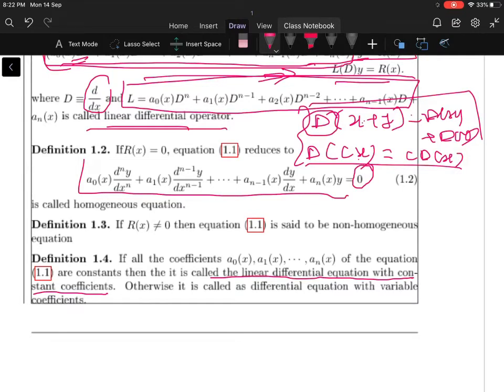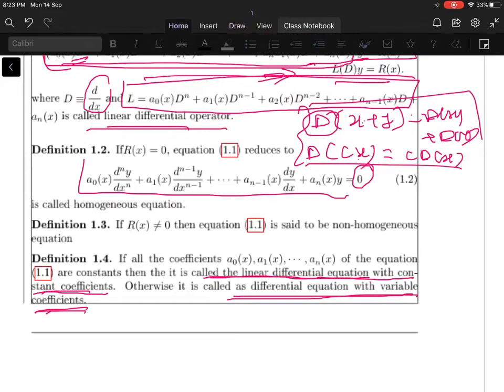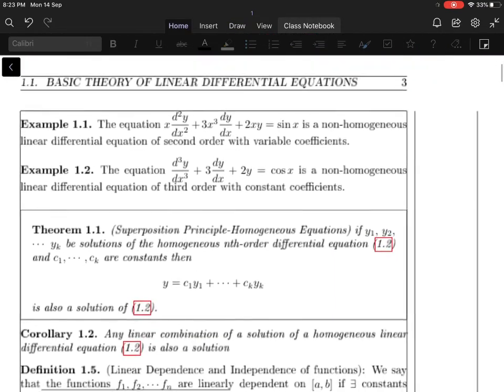Otherwise, suppose a0, a1, ..., an are functions of x, so they are not constant, then that equation is a differential equation with variable coefficients. There are two types of equations in ordinary differential equations: linear differential equations with constant coefficients, where a naught, a1, an are constants, and otherwise, equation 1.1 is called a differential equation with variable coefficients.